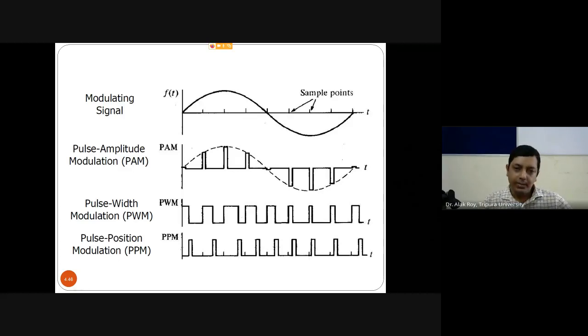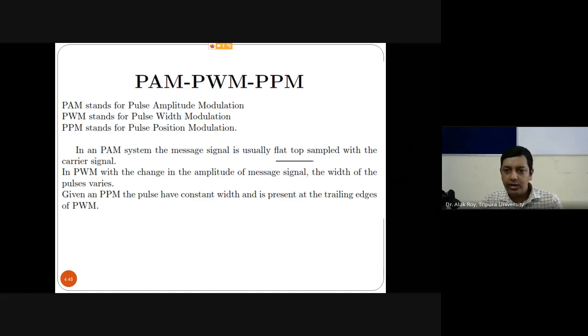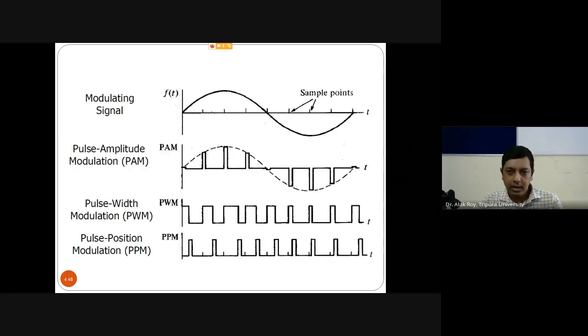In case of PAM, you will take what? A flat top sample. Here at this position you are taking a flat top sample. So here you have taken a sample. Here you have taken a sample. Sample, sample, sample, sample, sample. That is simple PAM.